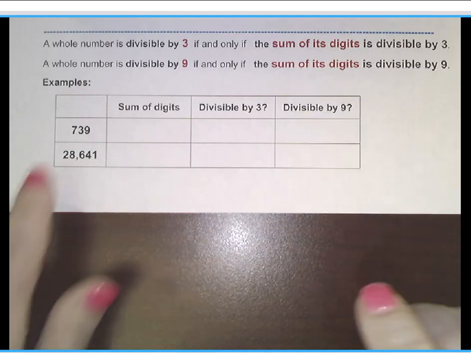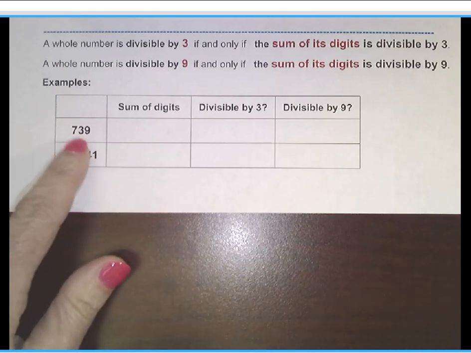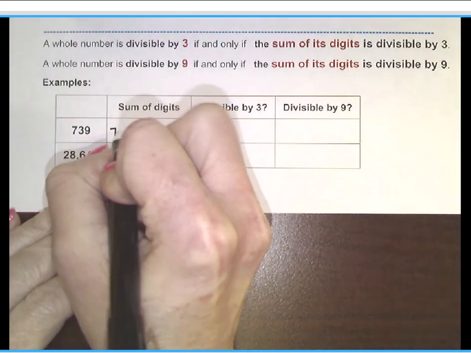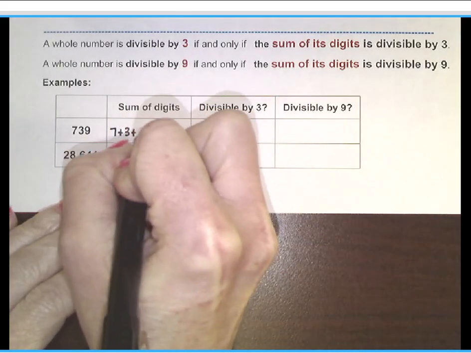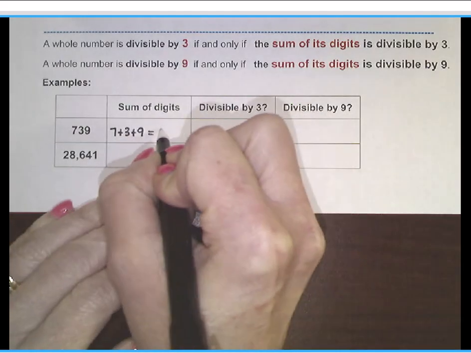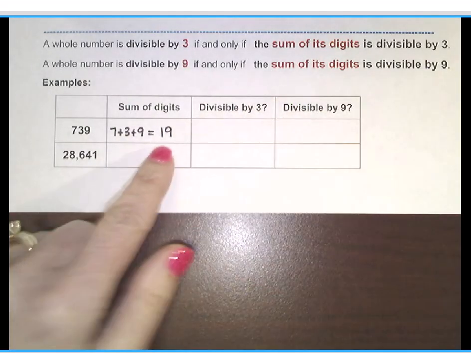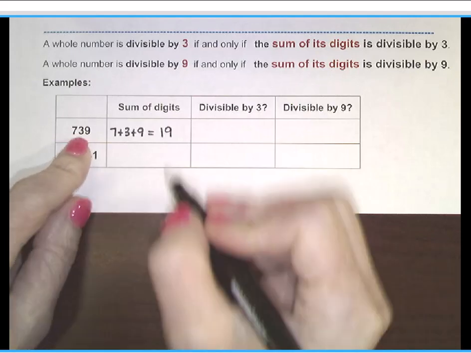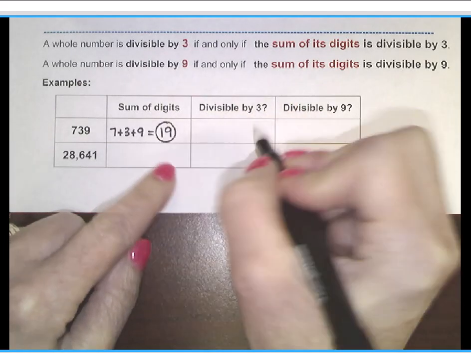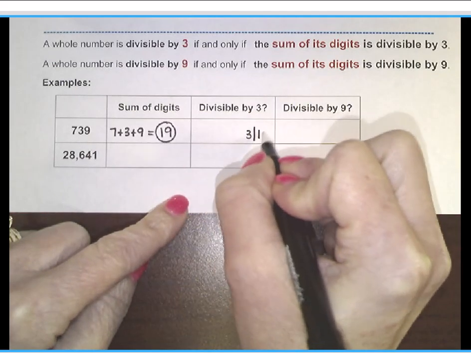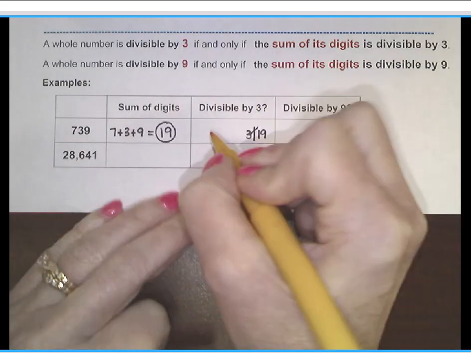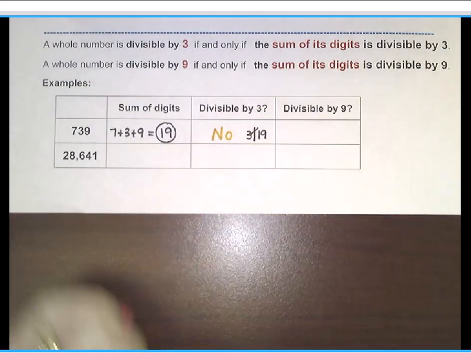So we'll start off with 739. I want to know if it's divisible by 3 and 9, so we have to do the sum of the digits. So 7 plus 3 plus 9. Well, 7 and 3 make 10, and then 9 is 19. So we want to know, is 739 divisible by 3? We'll look at the sum of the digits, 19. Does 3 divide 19? No. So is this number going to be divisible by 3? Nope, it sure is not.